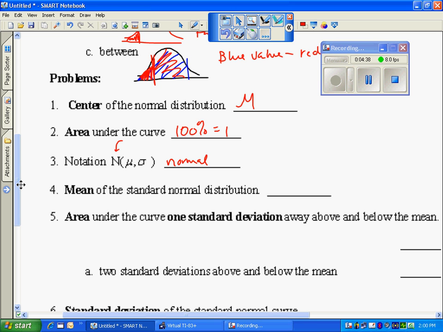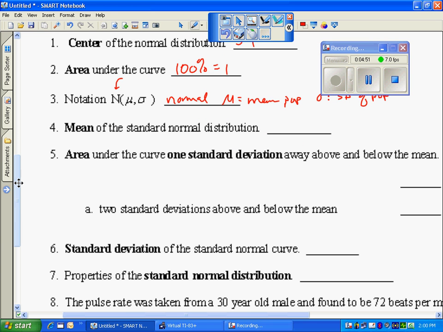Mu is the mean of the population, and sigma is the standard deviation of the population. The mean of the standard normal just says mu is going to be at 0, just like we knew that the standard deviation of my standard normal was going to be 1. So if I am 1 standard deviation above and below, this area here is 68%. That comes from the empirical rule.